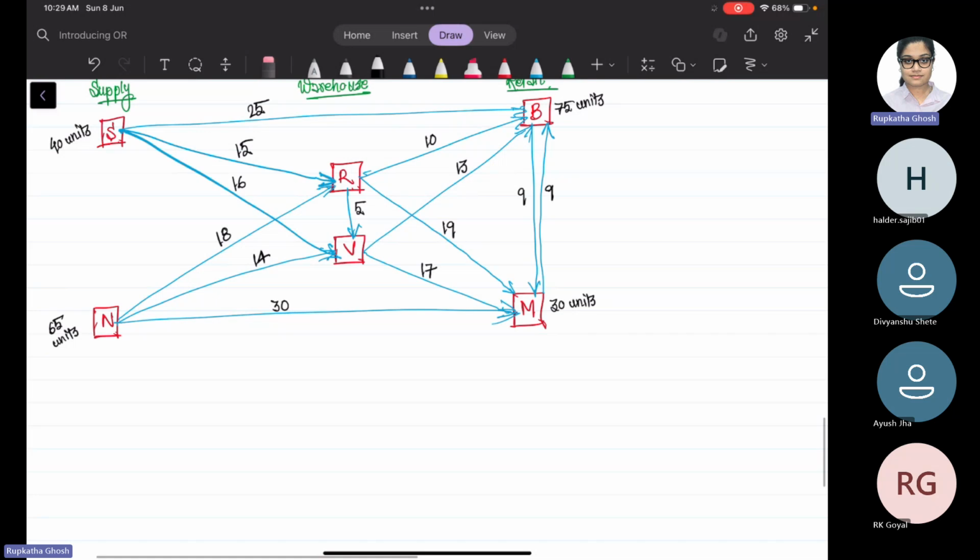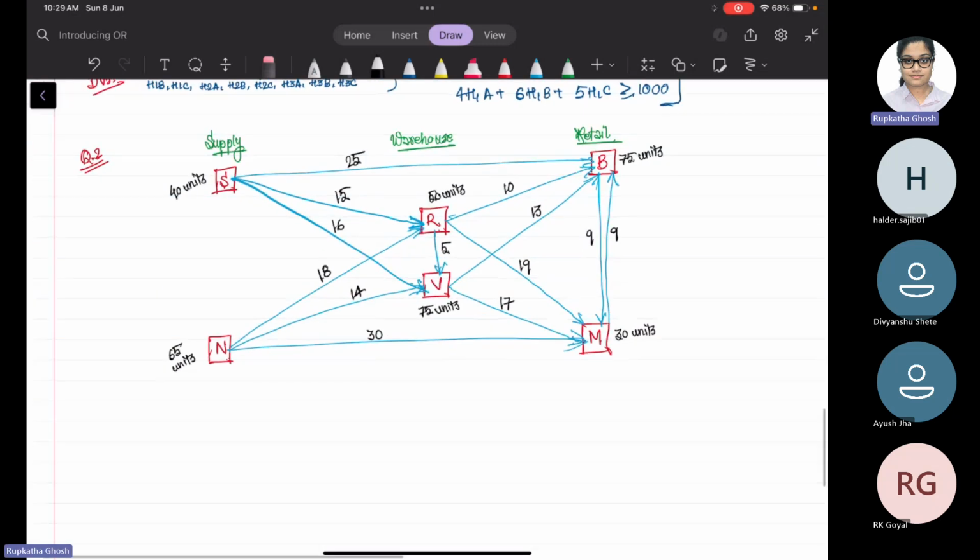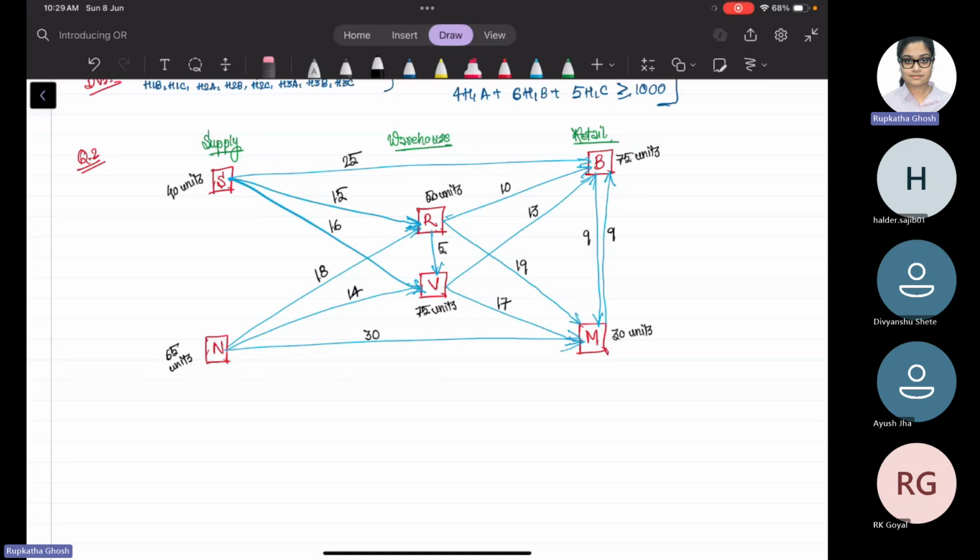Any other detail that has been given in the question? The warehouse storage facility at R and V: R is 50 units and V is 75 units. And with this, our network diagram is complete.